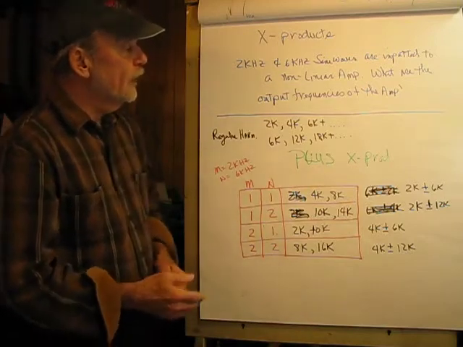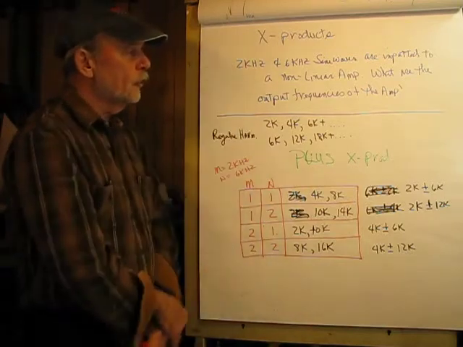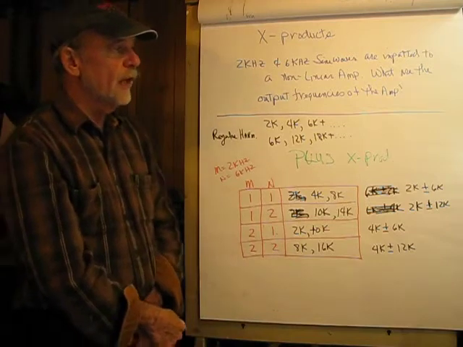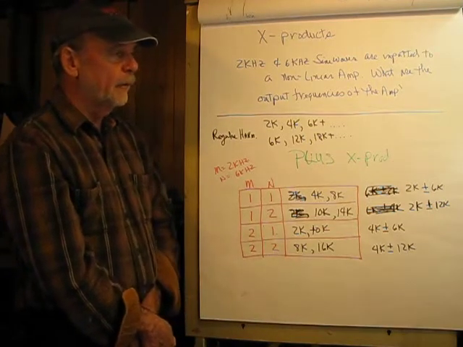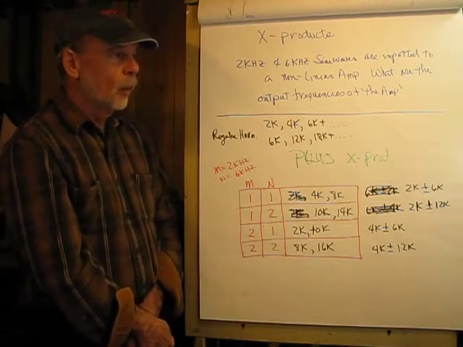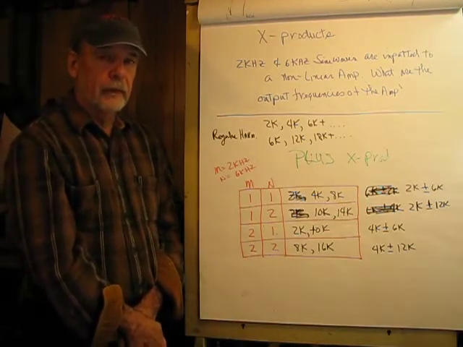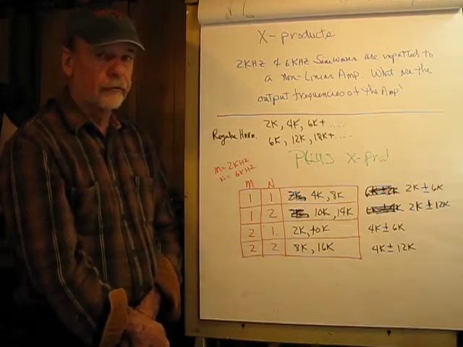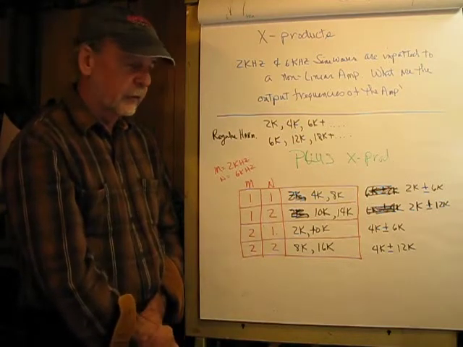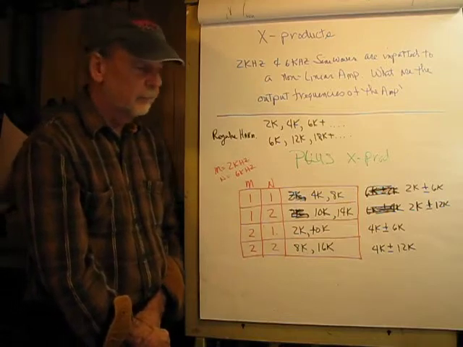So for our example here, let's pick two frequencies. I chose 2 kilohertz and 6 kilohertz sine waves, and we're going to send these into a nonlinear amp, and the question becomes, what are the output frequencies of the amplifier? Now, we're not going to be interested in voltage because that would be a very, very difficult calculation, if possible.